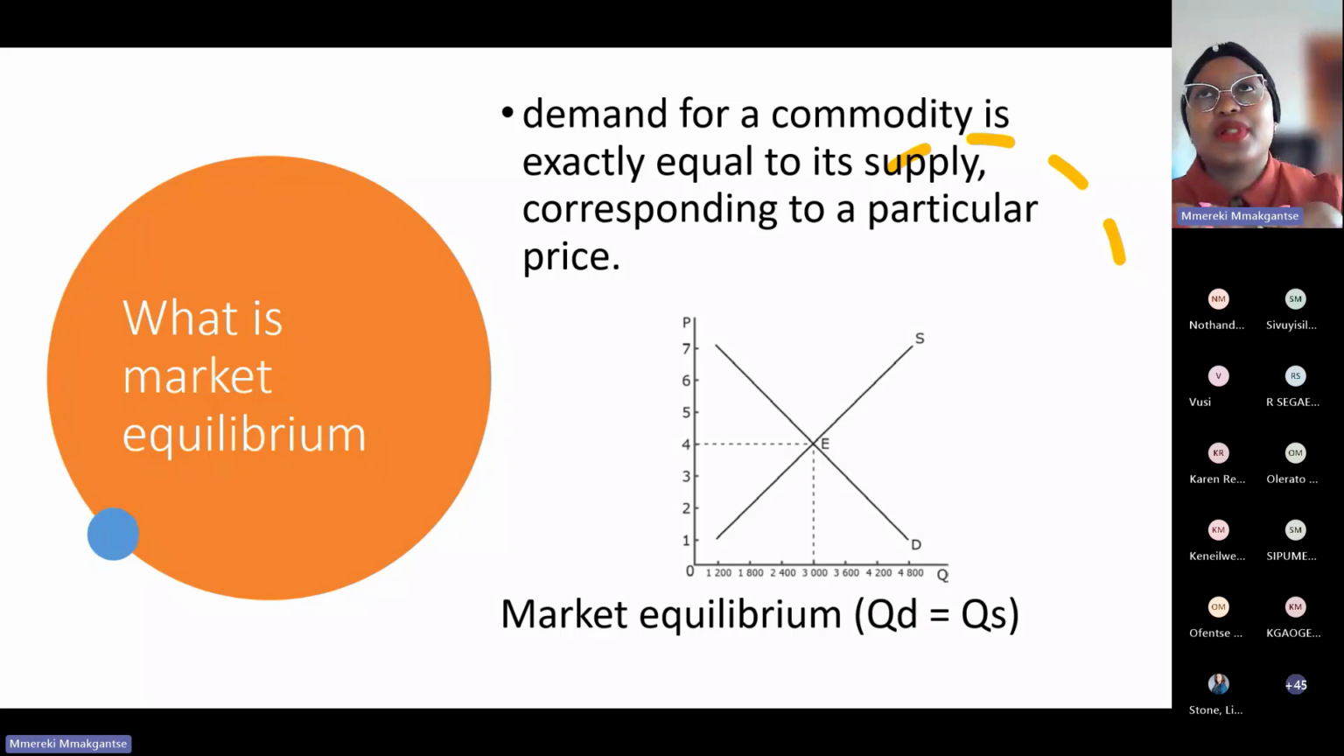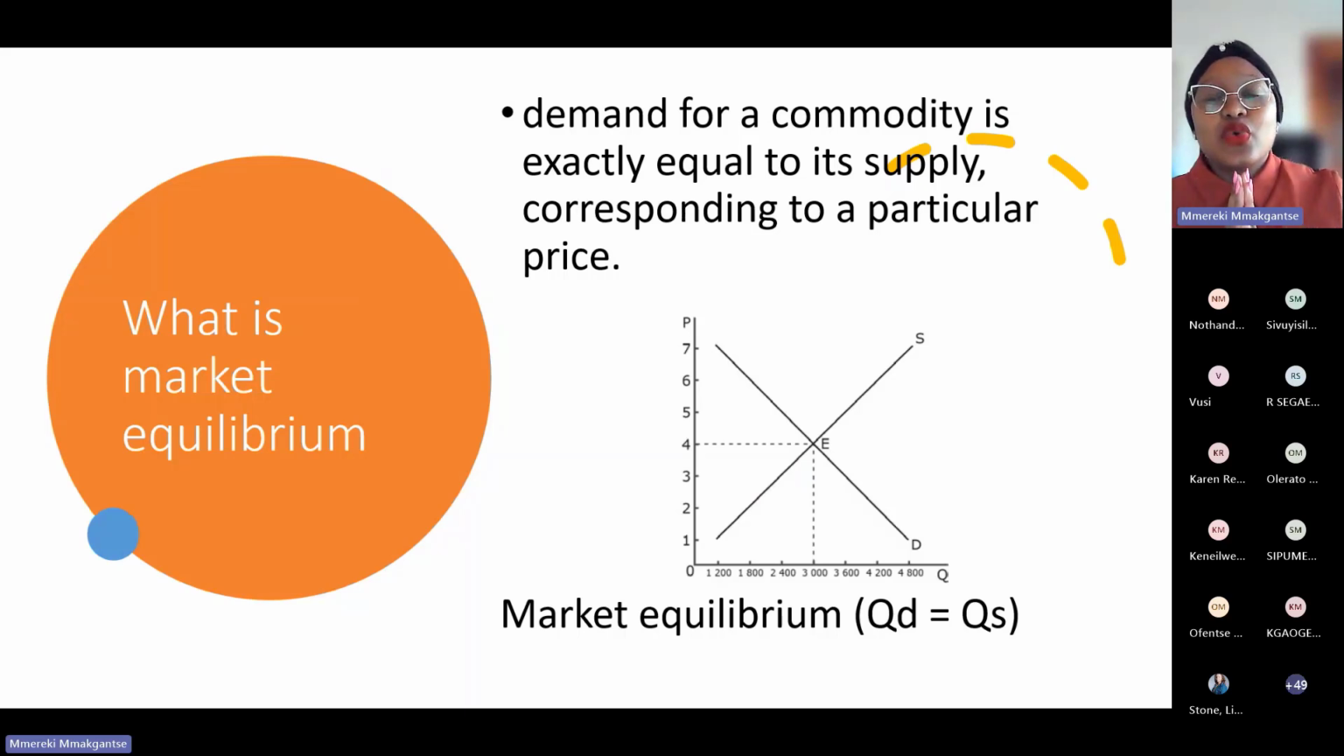For example, I come from a small town in the Free State, Frankfurt. In my town, we knew that every Thursday, the South African Breweries will deliver alcohol in the big truck. So the SAB is supplying alcohol to the taverns when the taverns have demanded. That intersection is called an equilibrium.